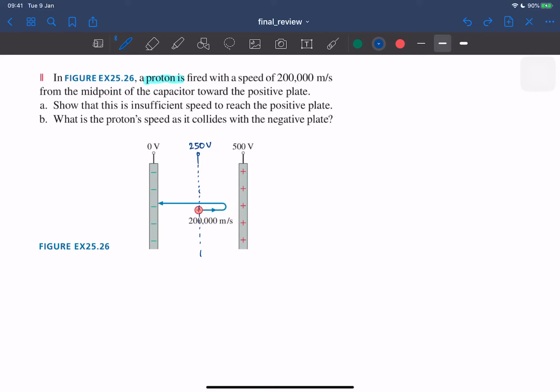It's probably maybe easier if you just calculate what's the required speed to shoot from here to reach the right plate. Okay, and it's a proton, so we know the charge, right? So we have the mass of the proton.